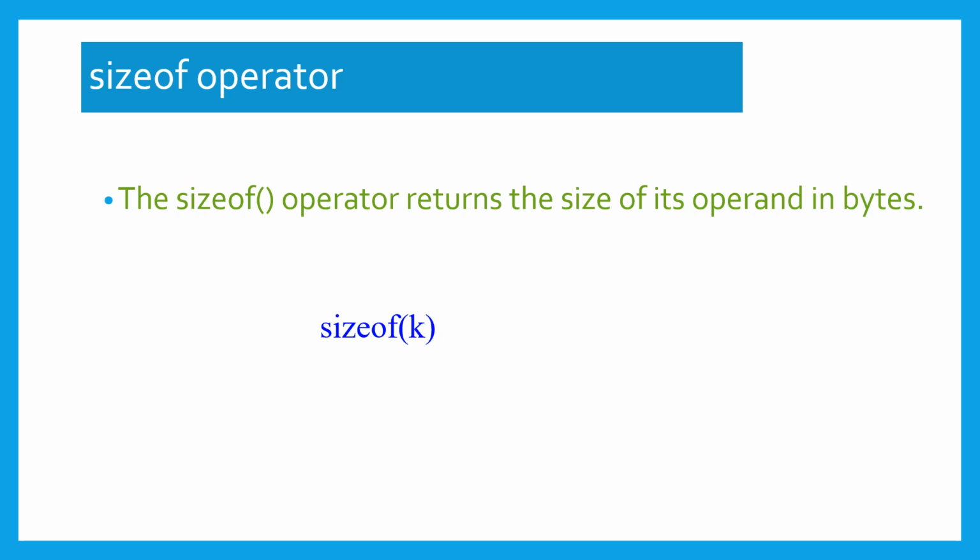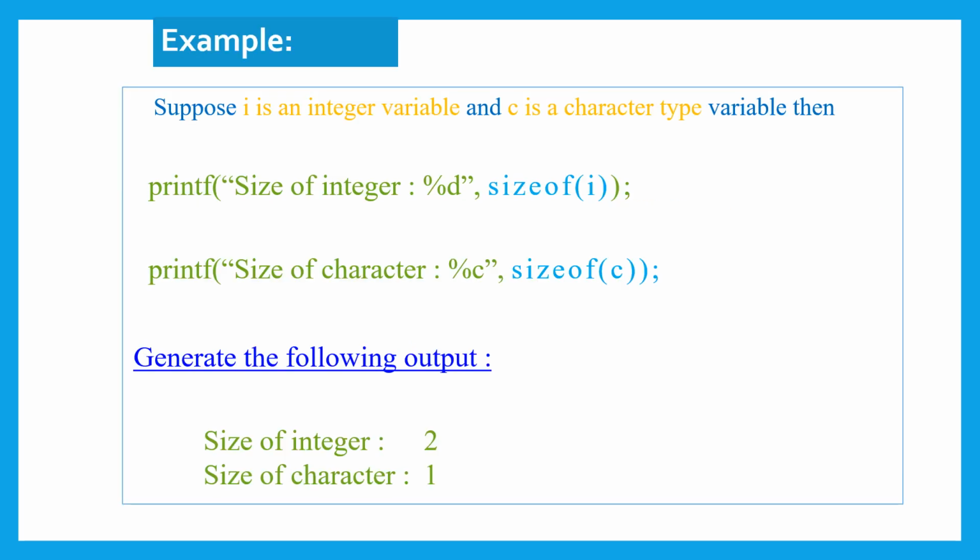Second one is the sizeof operator. Now this is a built-in function used for finding the size of a variable. Suppose I have a variable k, I will get the size of that particular variable with the help of the sizeof function. Here is an example.